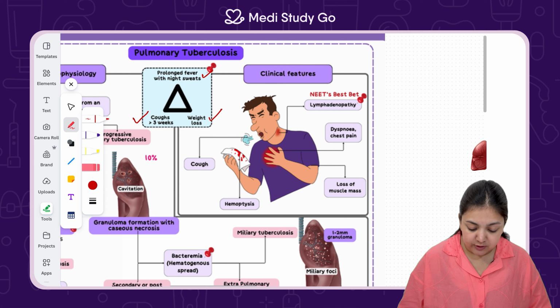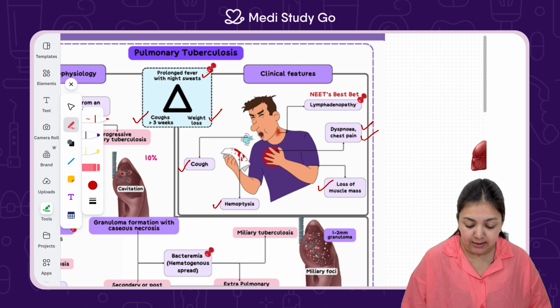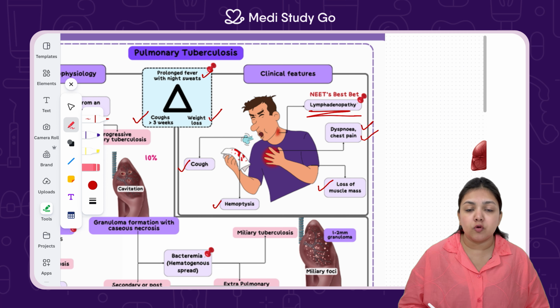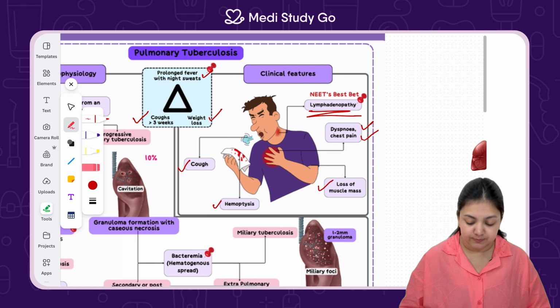So the common clinical features include cough, hemoptysis, which is the presence of blood in the sputum or the vomit, loss of muscle mass due to fatigue, dyspnea, chest pain, and lymphadenopathy. Because the lymph nodes try to act against the bacilli, they swell up in size so that they can function more. This leads to lymphadenopathy. So these are the common clinical features which you encounter for pulmonary tuberculosis.